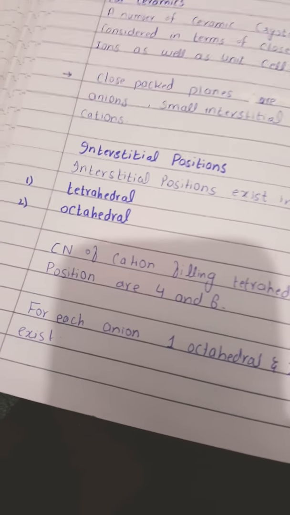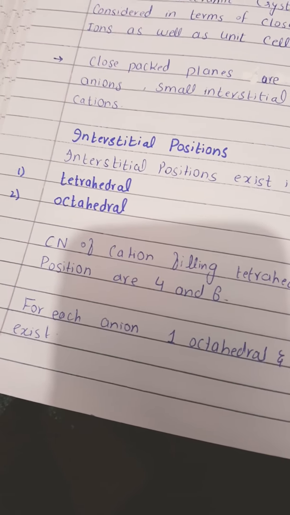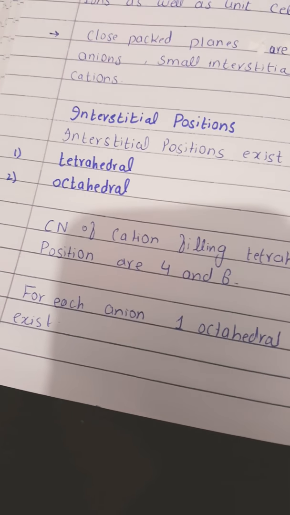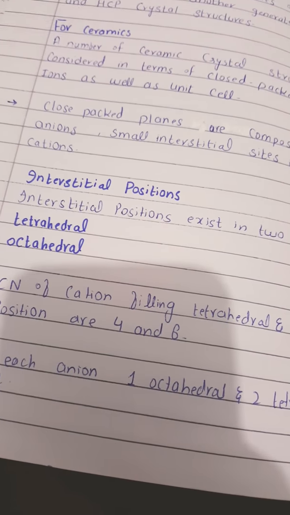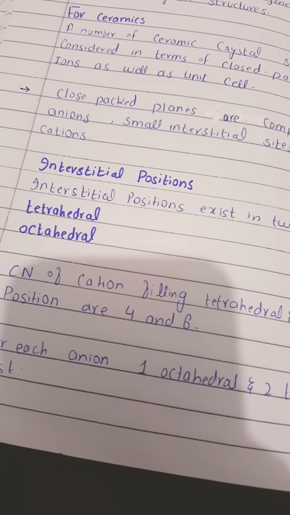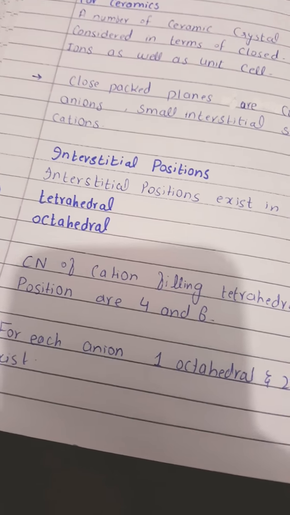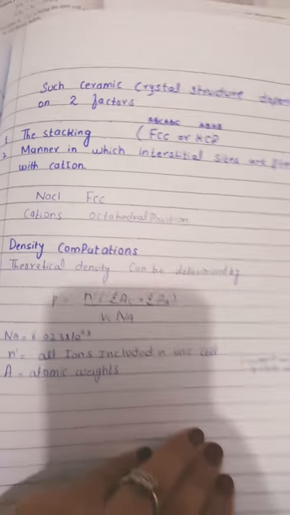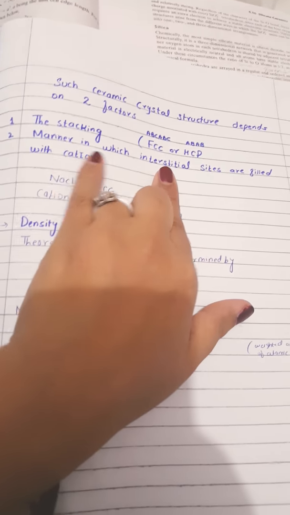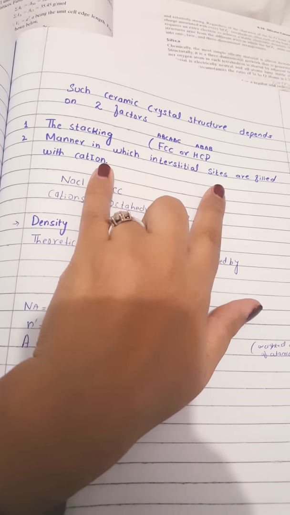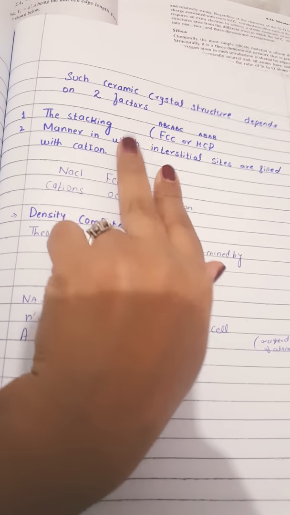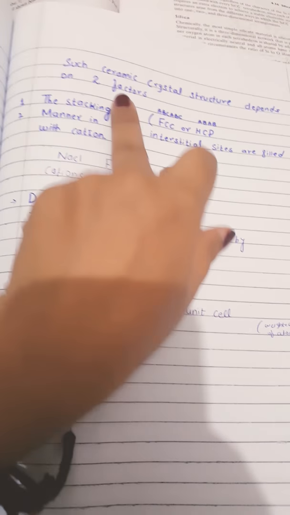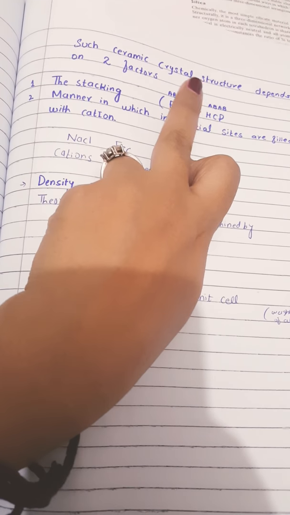Then I will tell you about the factors which affect the crystal structures of ceramics. They are basically the stacking in which the ions are arranged, which could be FCC or HCP, and the manner in which interstitial sites are filled with cations. These are the two factors on which the ceramic crystal structure depends.